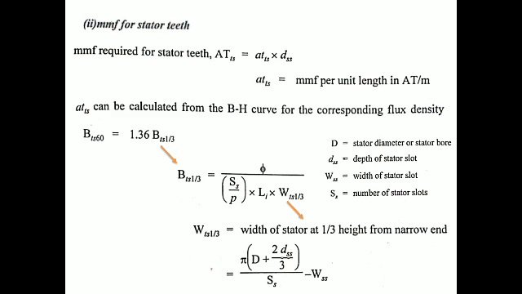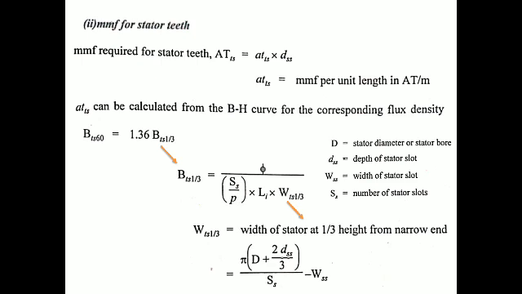Here the first one, ATts, is nothing but MMF per unit length in ampere turns per meter. That value is calculated from the BH curve of the flux density. In some problems we need to draw the curve and predict the ATts value, or else it will be declared as a constant. Then that constant value is found by Bts60 is equal to 1.36 into Bts of 1 by 3, one third of the value. So 1.36 is nothing but the constant. It will be with the product of Bt 1 by 3.